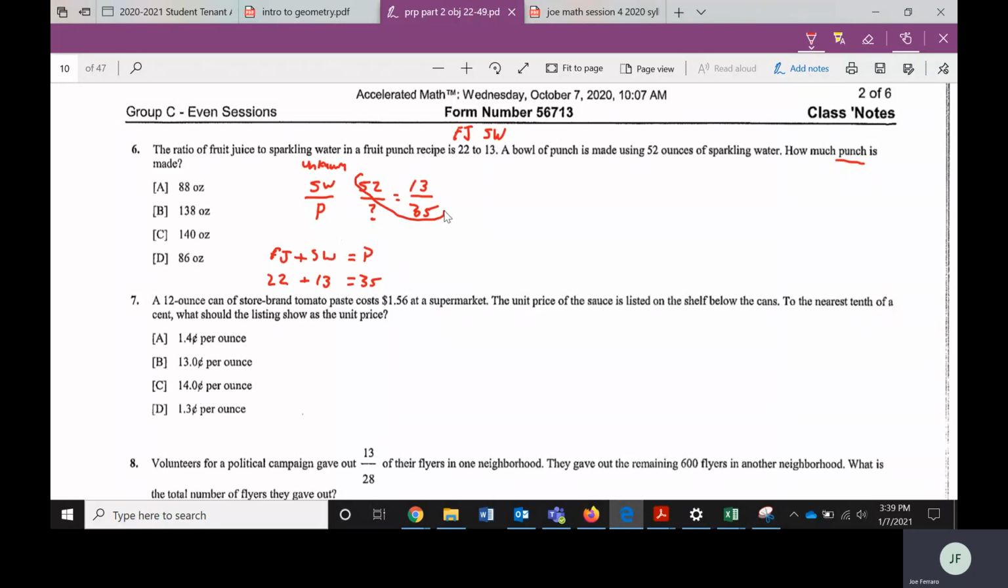So now we do cross multiply and divide. So we get 52 times 35 divided by the other number. So we get 1,820 divided by 13. That's 140. Again, remember on any of this stuff, I should have said it already, but if I go too fast, hit pause, copy things down, then listen. Okay?